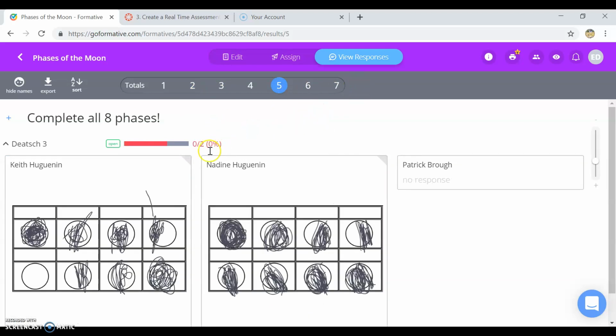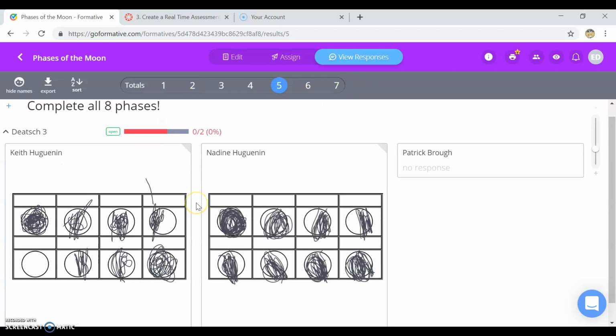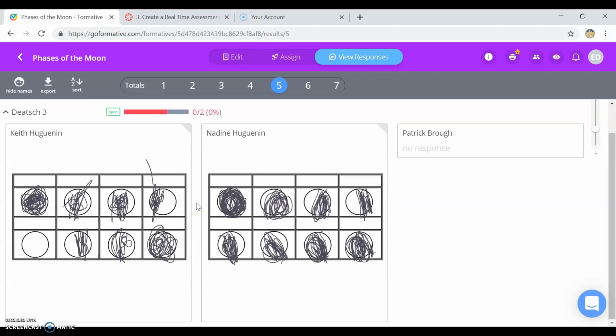So let's complete all of our phases. Nadine, that's not quite what we were looking for. Keith, that's pretty close, but we have to remember the new moon starts at first and the waning crescent starts at last.